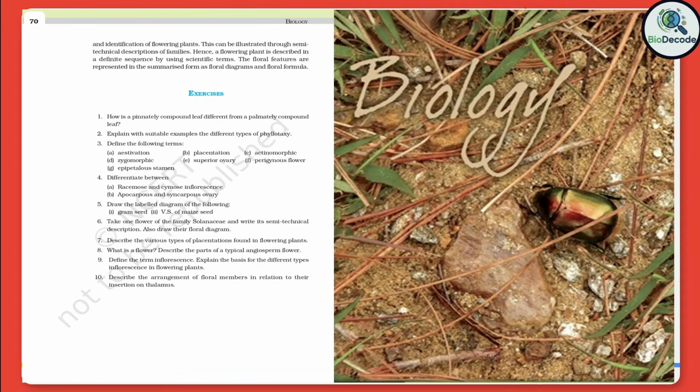You've just finished listening to Chapter 5, Morphology of Flowering Plants, from NCERT Class 11 Biology, here on BioDecode. I hope this audio helped you visualize and understand how each part of a flowering plant, from roots and stems to flowers and fruits, contributes to its form and function. We explored key botanical terms, various modifications, and the adaptive significance behind each structure.